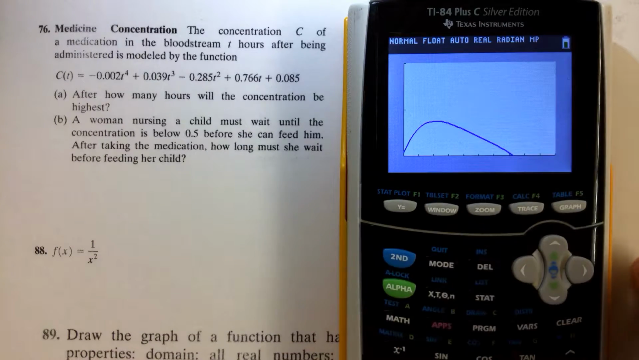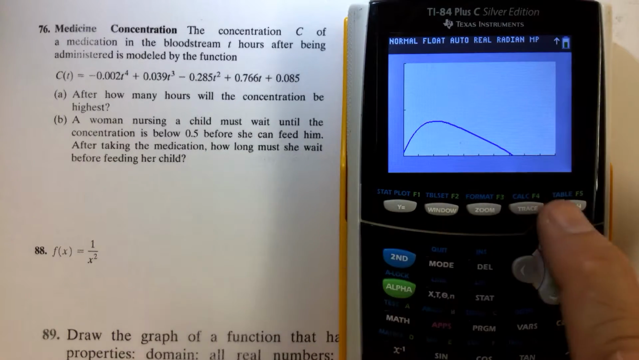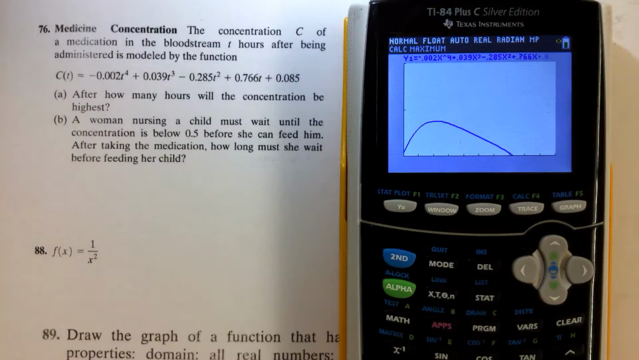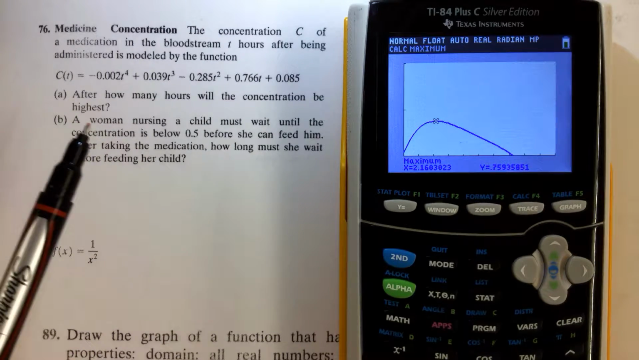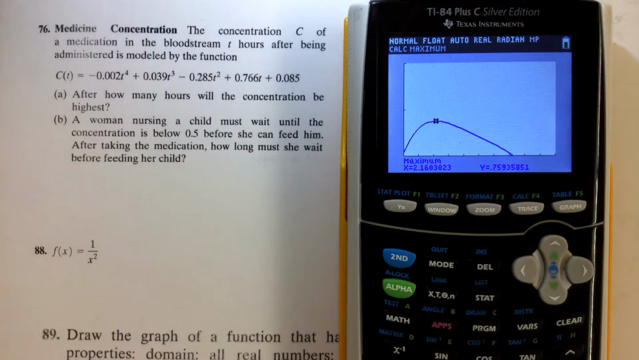Well, we can see clearly we have a high point here on our graph, and so let's go ahead and calculate the maximum value there, marking the left-hand side as 1, and the right-hand side, let's say 4, and then let's guess 2 or something along those lines. So we can see that we have to understand here, we're being asked this question about after how many hours will the concentration be the highest?